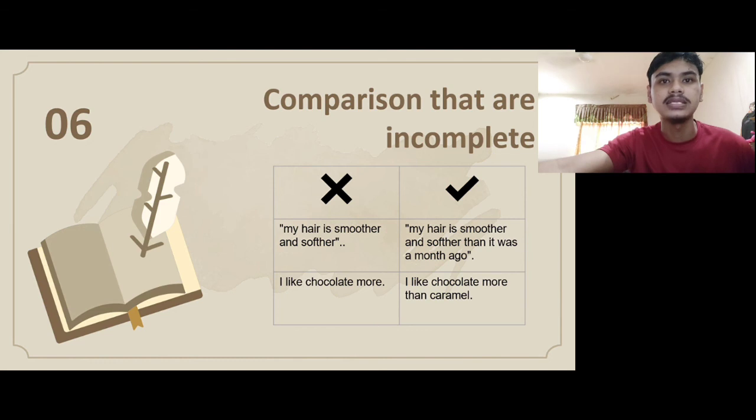Next example is, "I like chocolate more." This sentence is incorrect. If we end it with more, it has no comparison. So, to make it right, you need to compare it with another thing or idea. So the correct one is, "I like chocolate more than caramel."